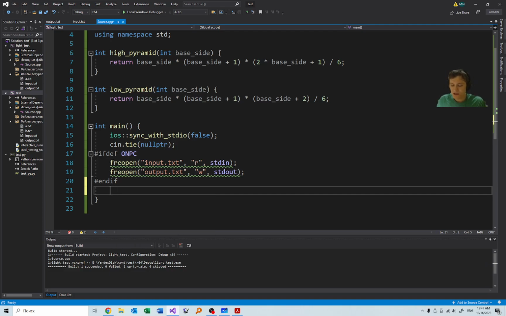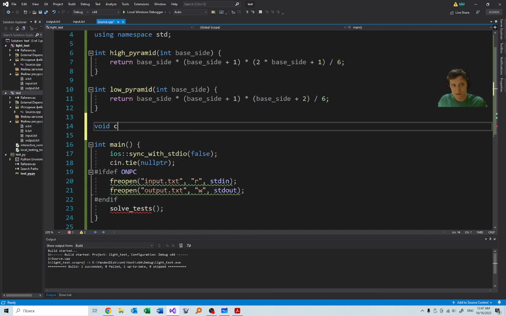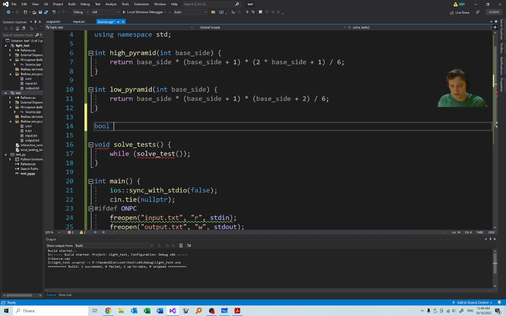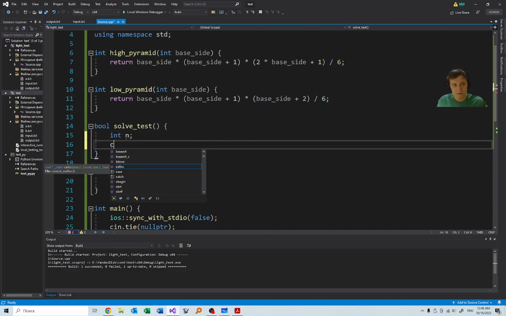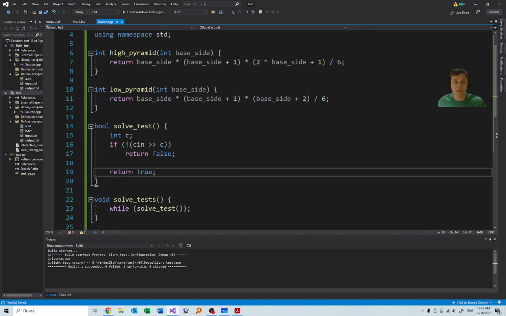What I will be doing is automatic multitest. So I will say solve tests. And this function will just, while true, solve test. Actually, not while true, but while solve test. So solve test will be a Boolean function which returns true if it was able to read the number from the input. So we read n, we read c. And if it failed while reading c, which can be checked like this, we just return false. Otherwise, we will need to return true, but before that, we need to print the answer.